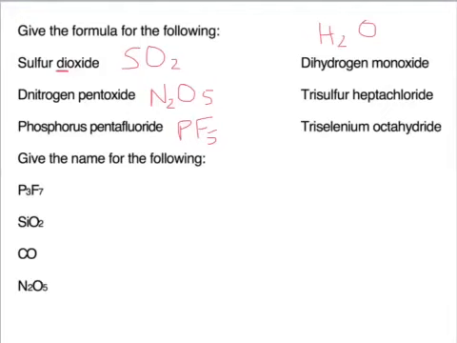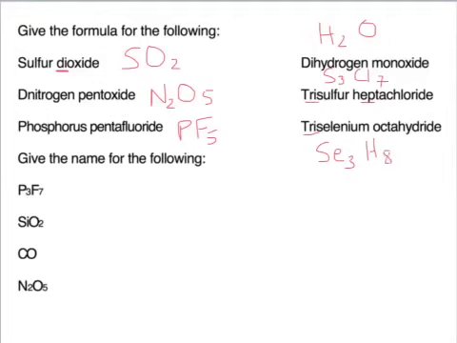Trisulfur heptachloride: sulfur is S. Tri means there's 3 of them, so S3. Heptachloride, chloride is Cl. Hepta means 7, so S3Cl7. Triselenium octahydride: Se. Tri means 3. Octahydride, hydride is H. Octa means 8, so Se3H8.